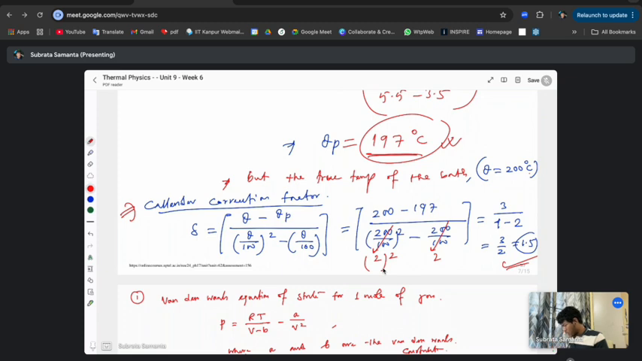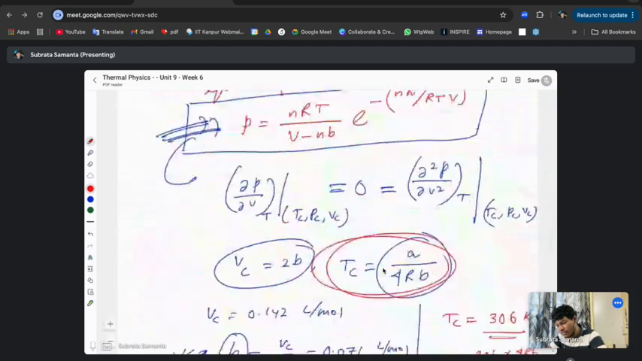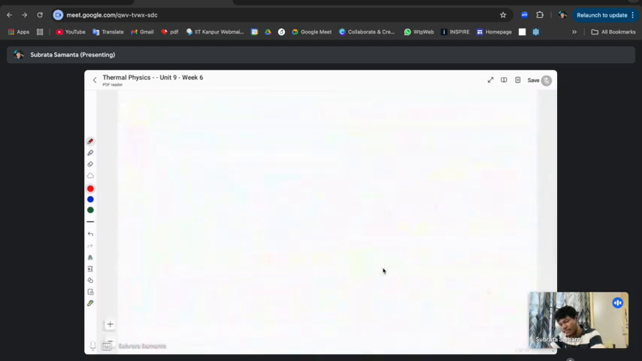Okay, so let's discuss something on the real gas. For the van der Waals gas, let's start with the van der Waals gas.